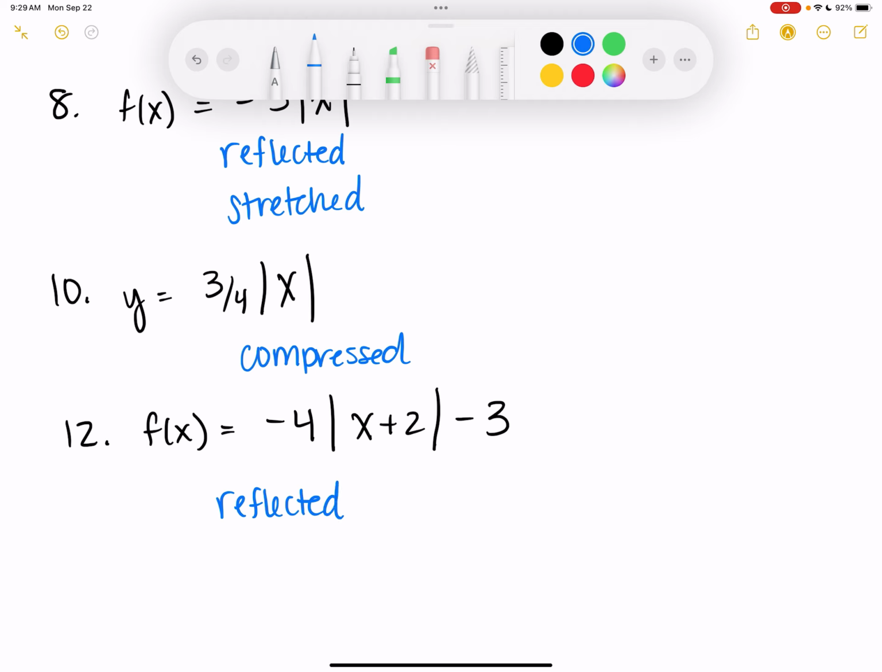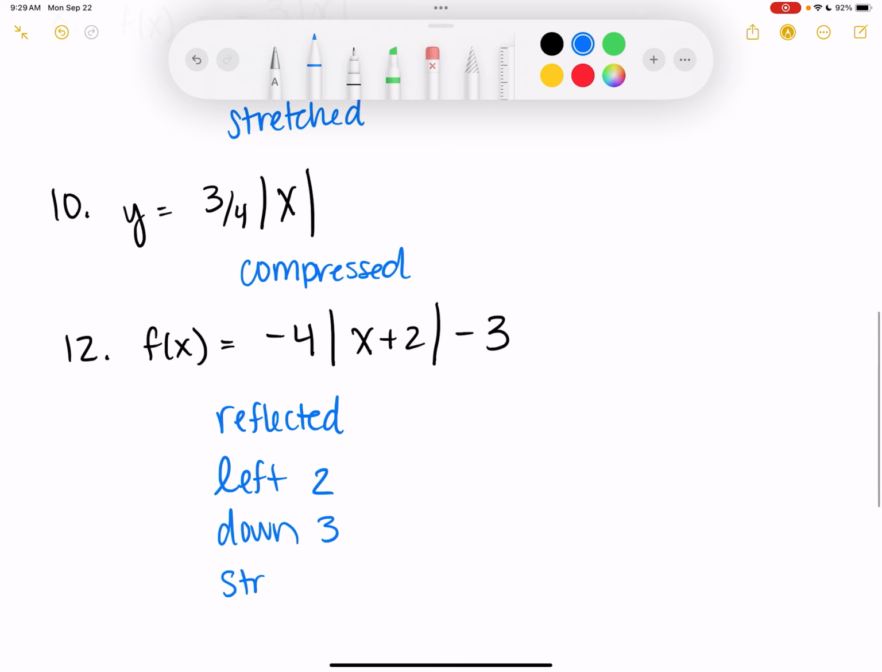What else do I know about this function? Left 2. Yep, inside is opposite the direction of the sign, so left 2. Down 3. Down 3, same direction as the sign. Yep, and it is stretched because that would be a whole number, or number bigger than 1. Now, I could take all of this information and put it on a graph. I'm just not asking you to do that because your calculator can graph this for you if we really needed it graphed, basically.